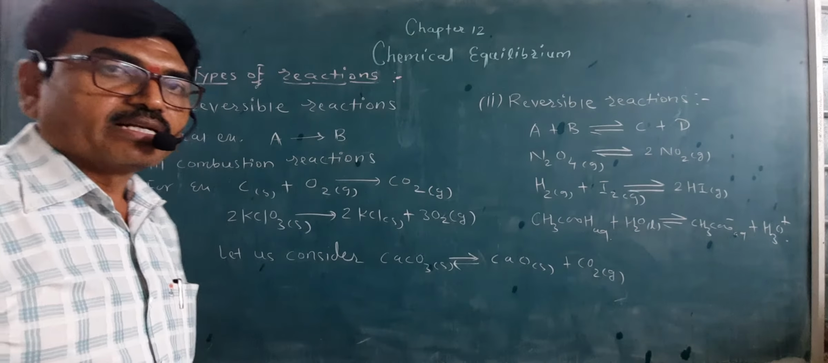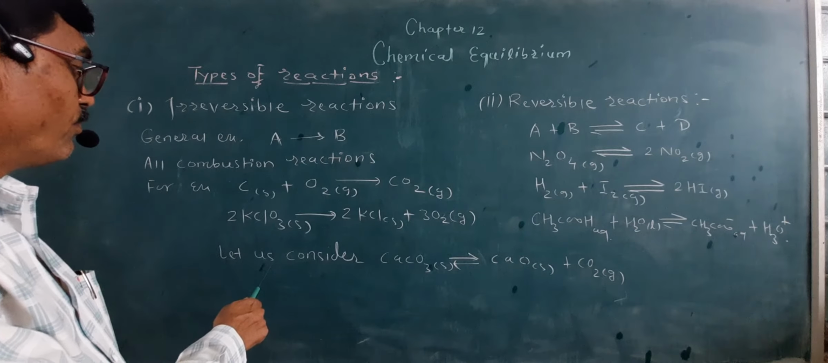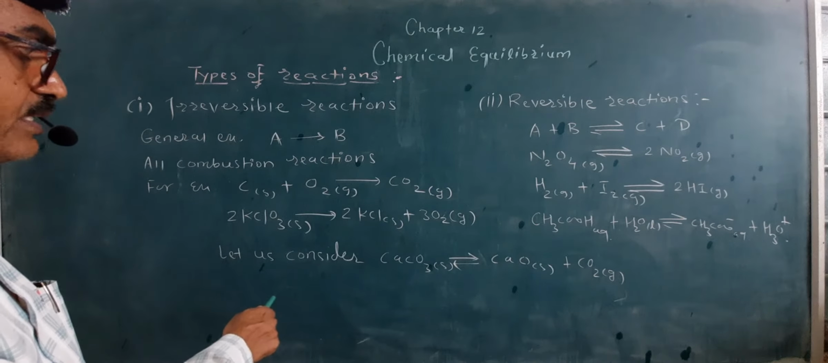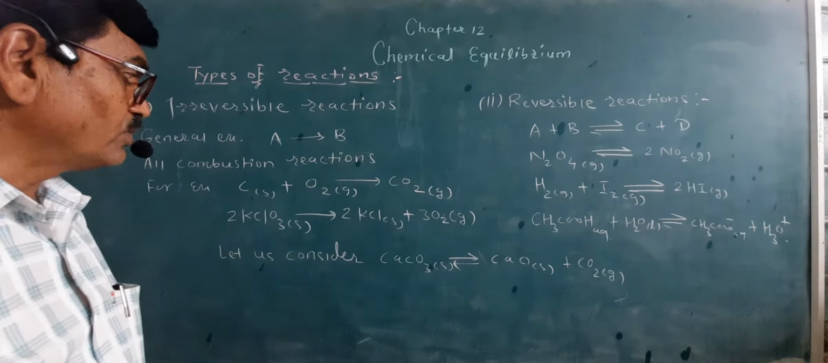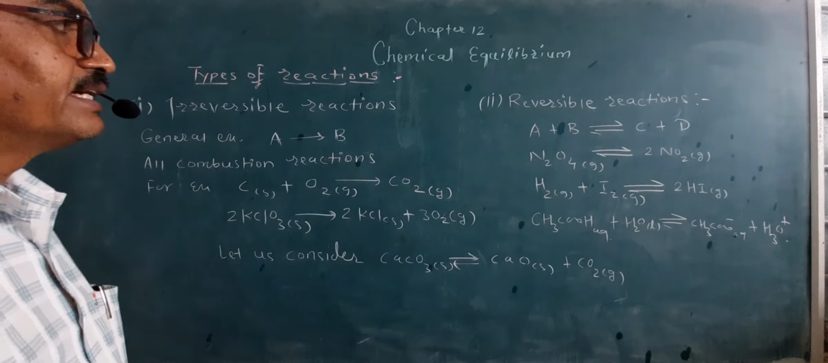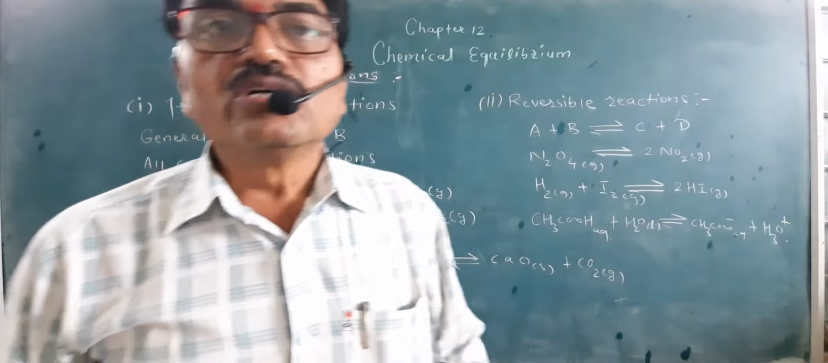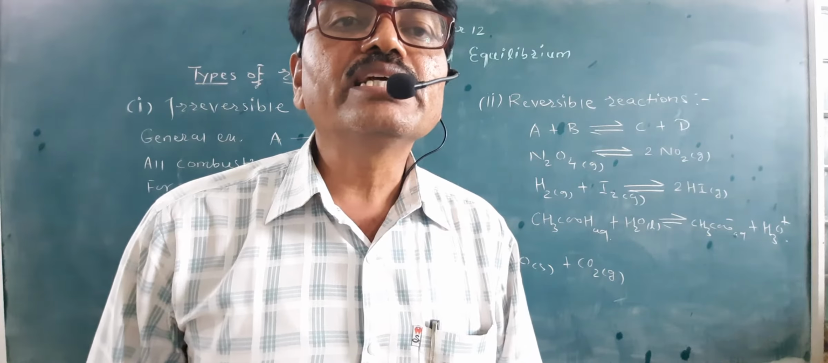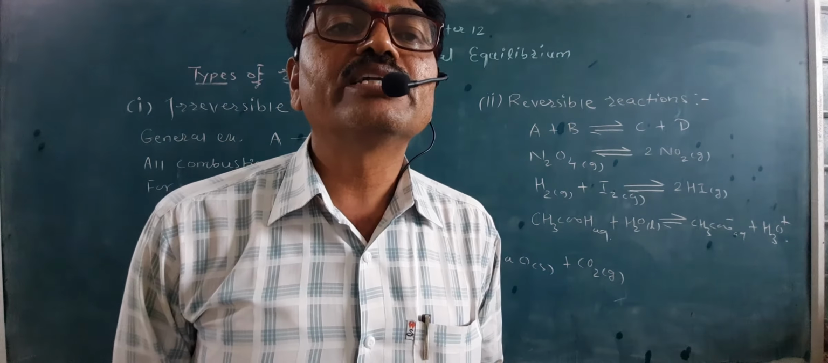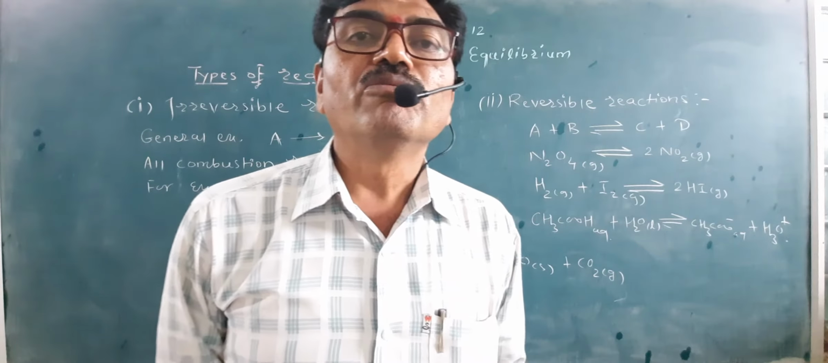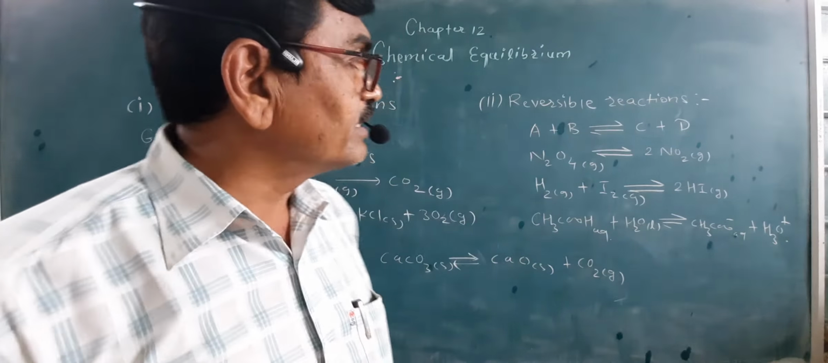Similarly, see one more example: decomposition of potassium chlorate. It gives KCl solid and O2 gaseous. This is also an example of an irreversible reaction. Do you understand what is meant by an irreversible reaction? The details related to irreversible and reversible reactions or processes we will study in thermodynamics in the 12th standard. So this is enough here.